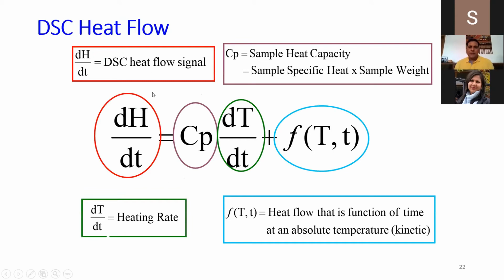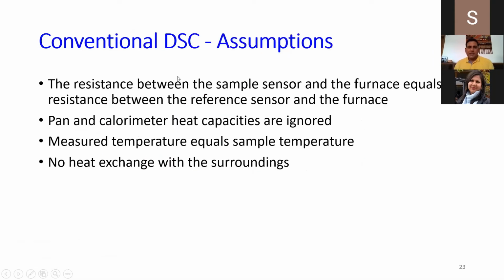Now this is how your DSC flow comes. So you measure the enthalpy change of the sample, given by Cp times the rate of change of temperature. And this is a function of the kinetics of the sample, right? So there would be a kinetic change inside the sample, and the total of that would be the measure of your DSC signal. Now, conventional DSC assumes that your pan and calorimeter capacities are ignored because you have considered both to be of the same material. Even if they are the same material, they may not have the same capacity value. But in conventional DSC, it is assumed that way because that change would be something like 0.01%, so those are not considered.